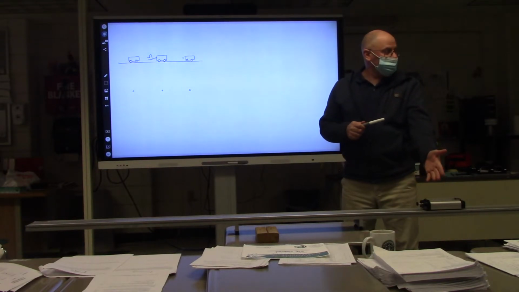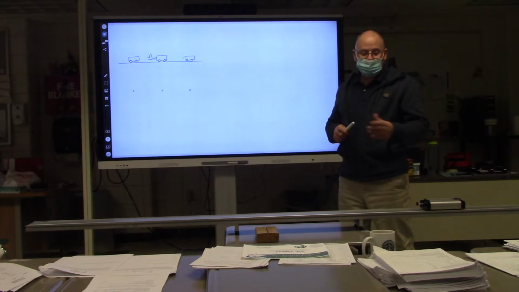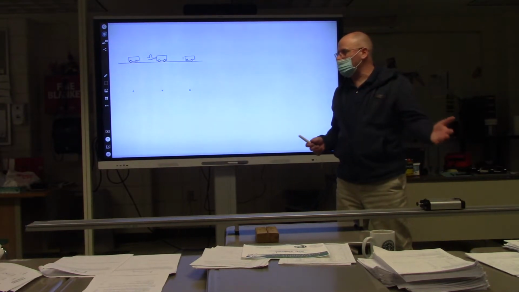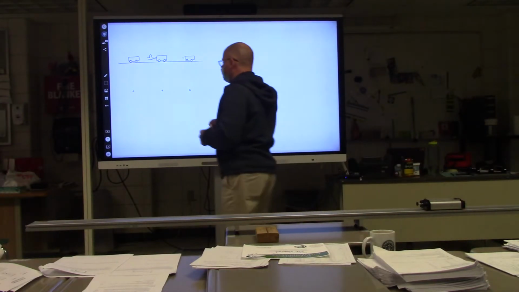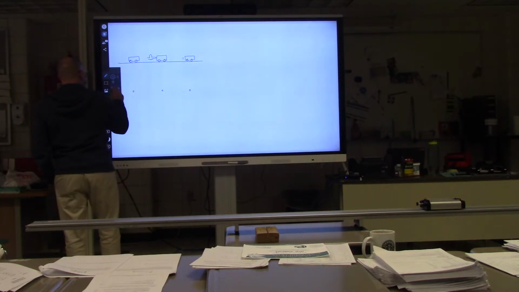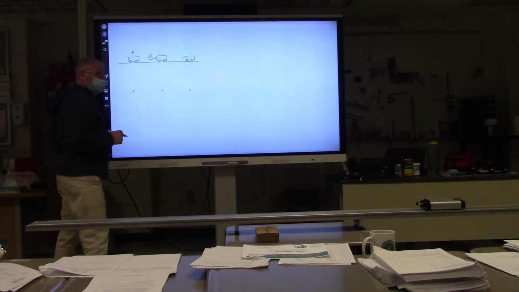Zero. The velocity is definitely zero. What about the acceleration? Definitely zero, because it's not going anywhere. It's not speeding up and it's not slowing down. So I think at this moment, acceleration and velocity are both zero. And so if I draw a motion map for this, basically I just have a dot.